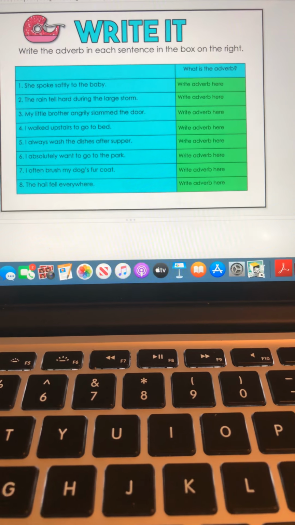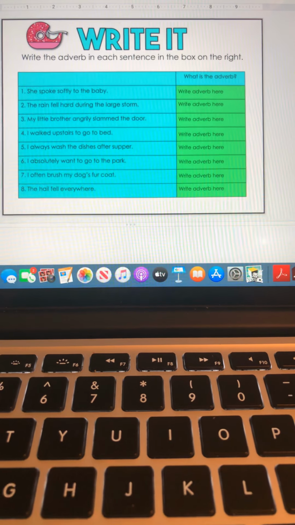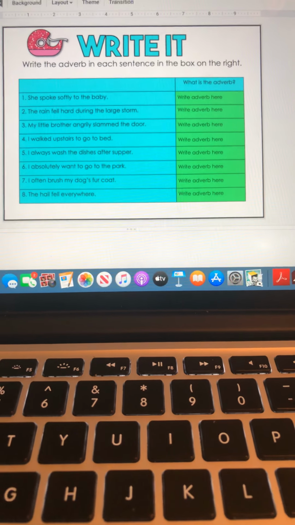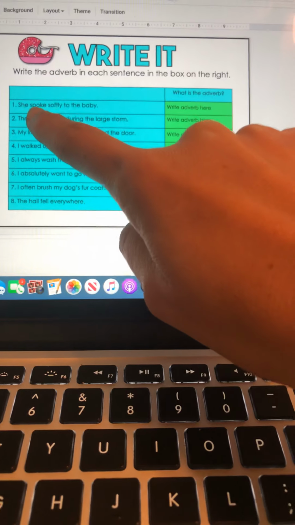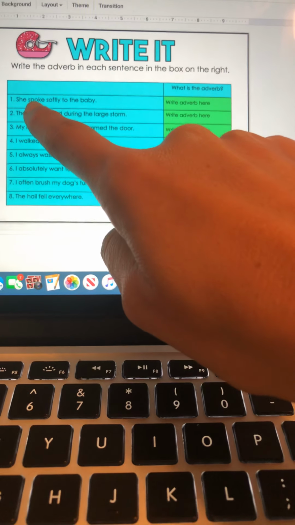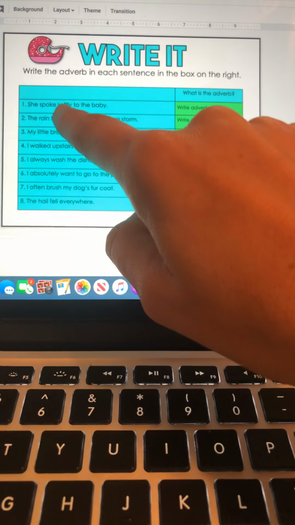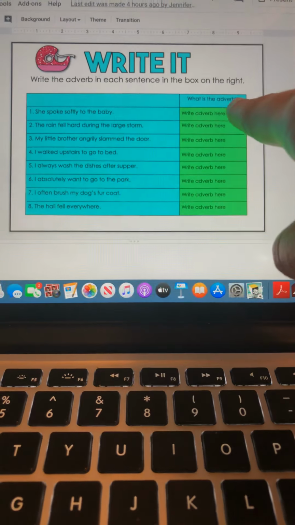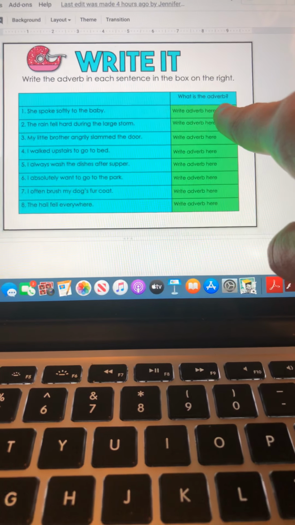She spoke softly to the baby. And what I like to do first is identify what the verb is. So if the verb is spoke, we can determine how did she speak. She spoke softly to the baby. So we would write softly in the green box next to the sentence.